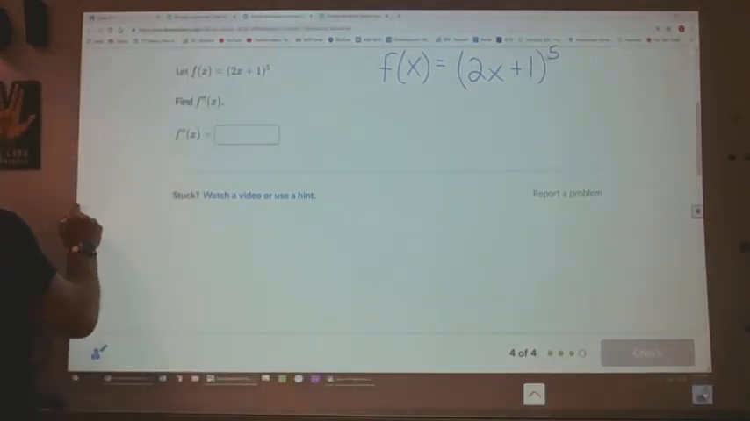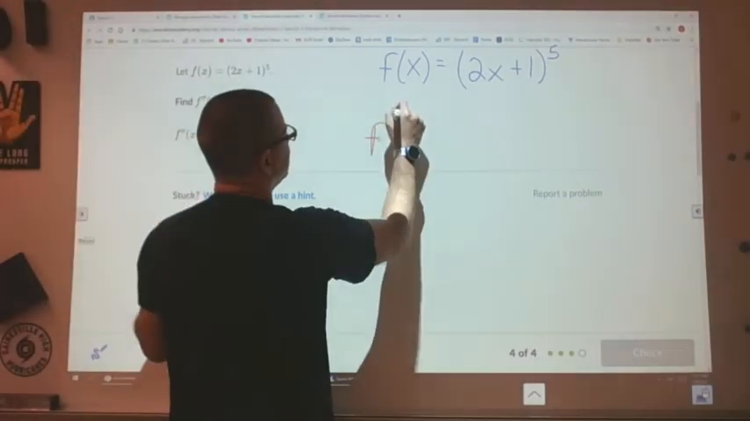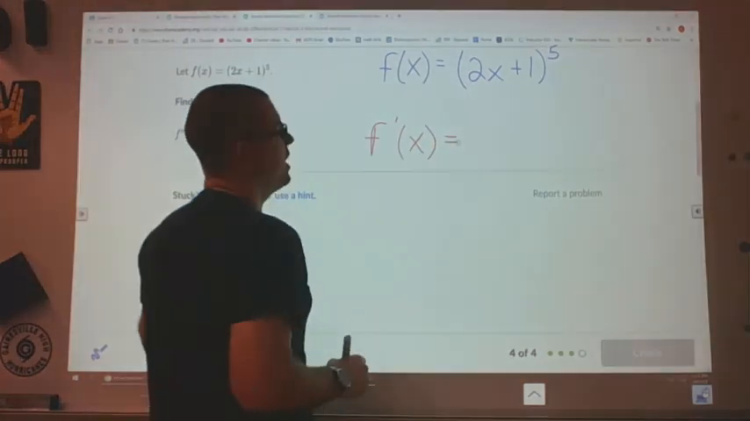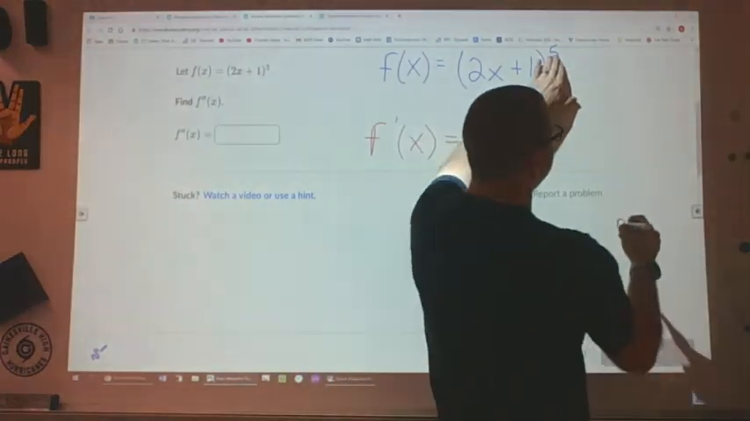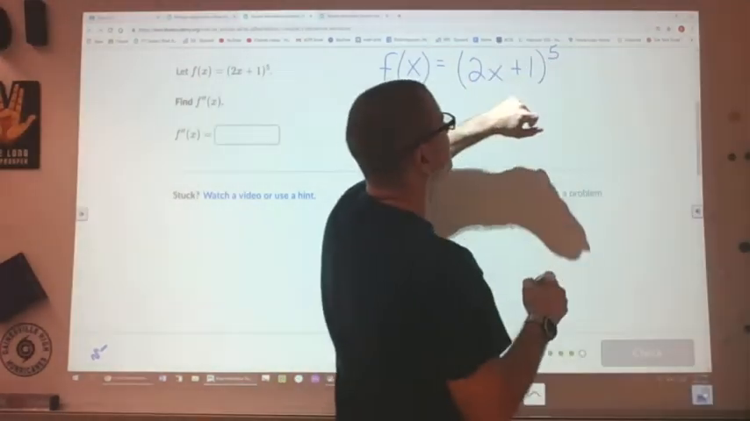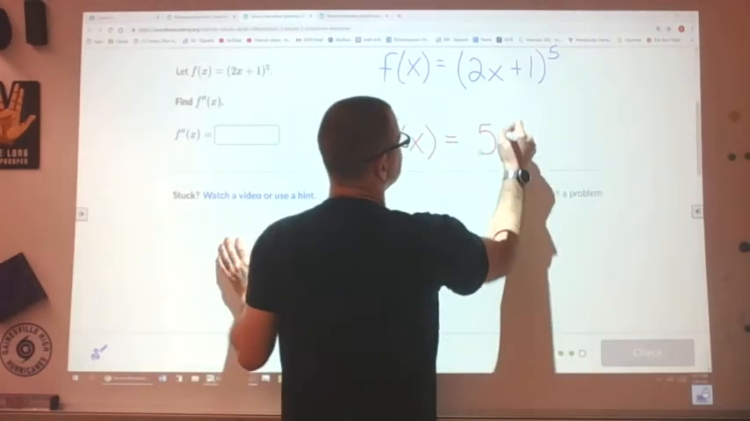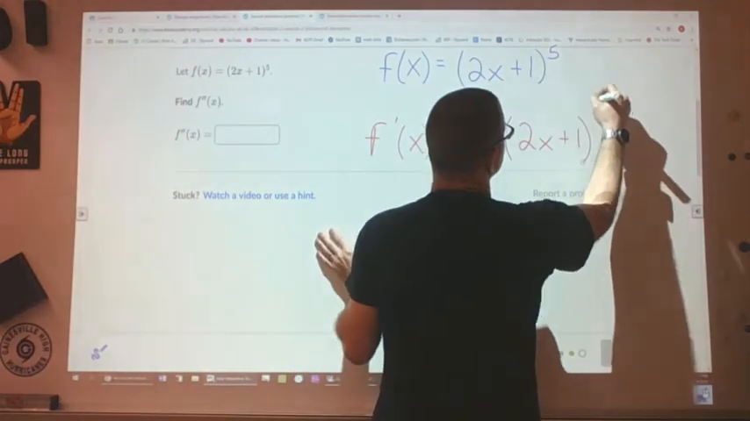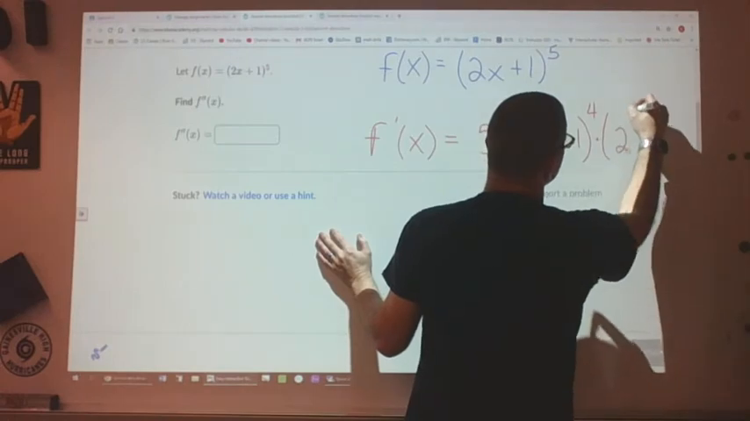Now, we do have to go to the second derivative, so that could cause problems. But one step at a time. Let's get the first derivative here taken care of. F prime of x. That's chain rule. My outside function is x to the 5th. My inside function is 2x plus 1, so that's going to work out as 5 times 2x plus 1 to the 4th power times 2.